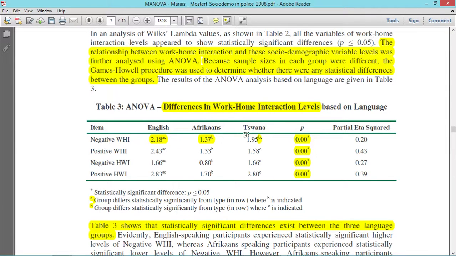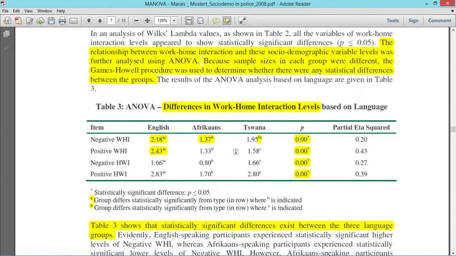Okay, so we would apply the concepts that we just applied in the first row to the rest of the rows. So, okay, we'll take a look at the second row, positive work-home interaction. Okay, let's take a look at which language group has the highest number once again. Okay, English has the highest number in terms of positive work-home interaction. Therefore, it means that they experience the highest level of positive work-home interaction.